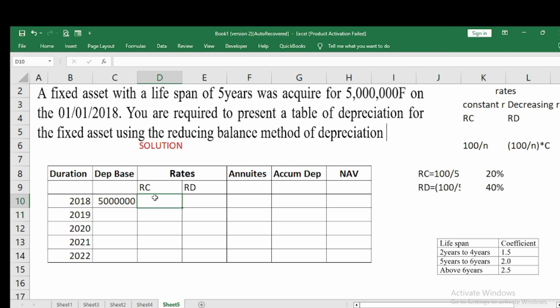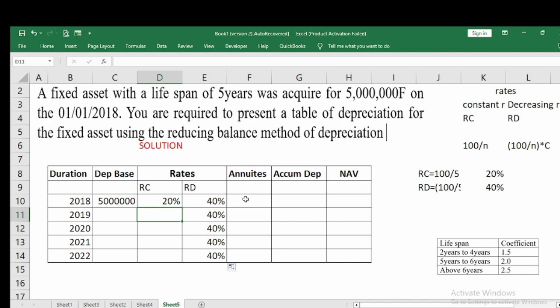Then our constant rate in this case, from our calculation, is 20%. And then our reducing rate is 40%. This reducing rate, or the decreasing rate, is going to be constant. This is the one that will be alternating. And the rate that we are going to use to calculate our annuity here, we are going to compare the two and take the one that is the highest. We are going to be using only the highest rate altogether.